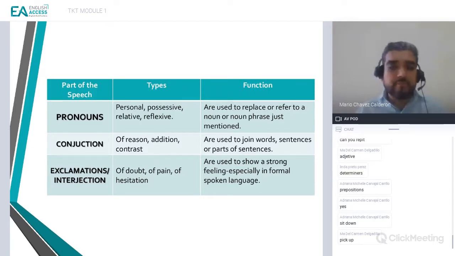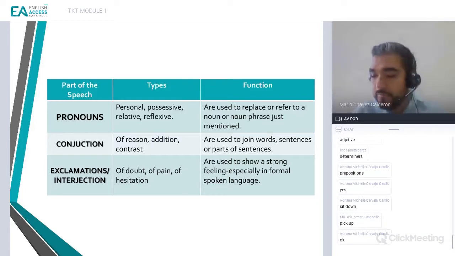Exclamations and interjections: we have exclamations of doubt, pain, hesitation, like "so" and "mm". They are used to show strong feelings, especially in informal and also in formal spoken language. Okay, so we have there some of the parts of speech. So far, so good.